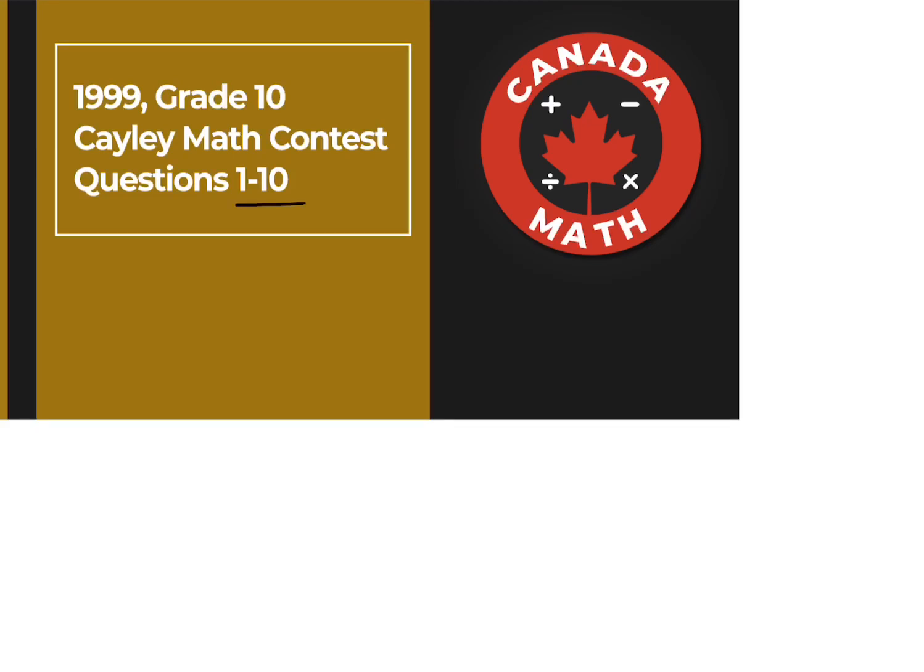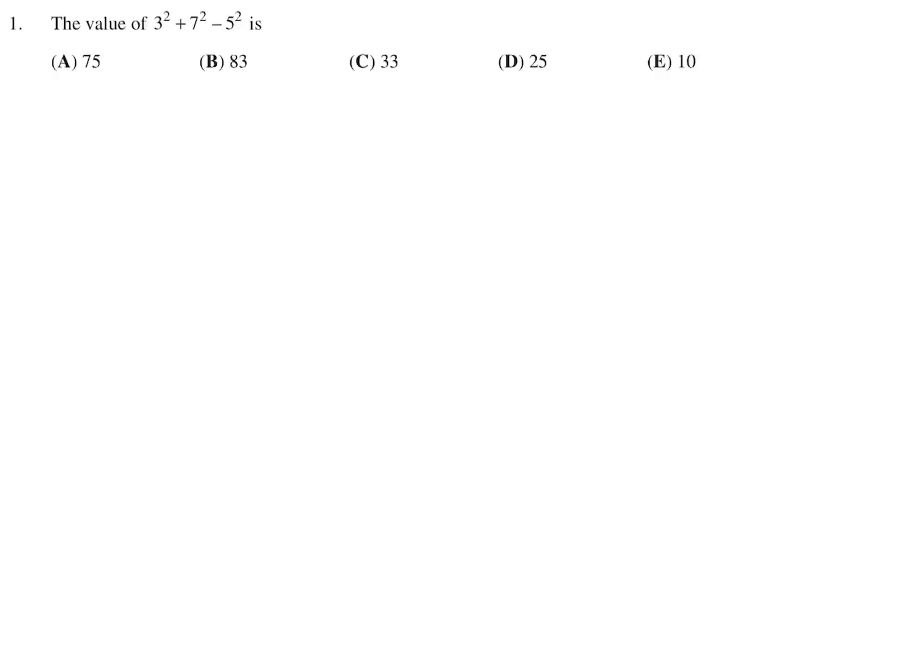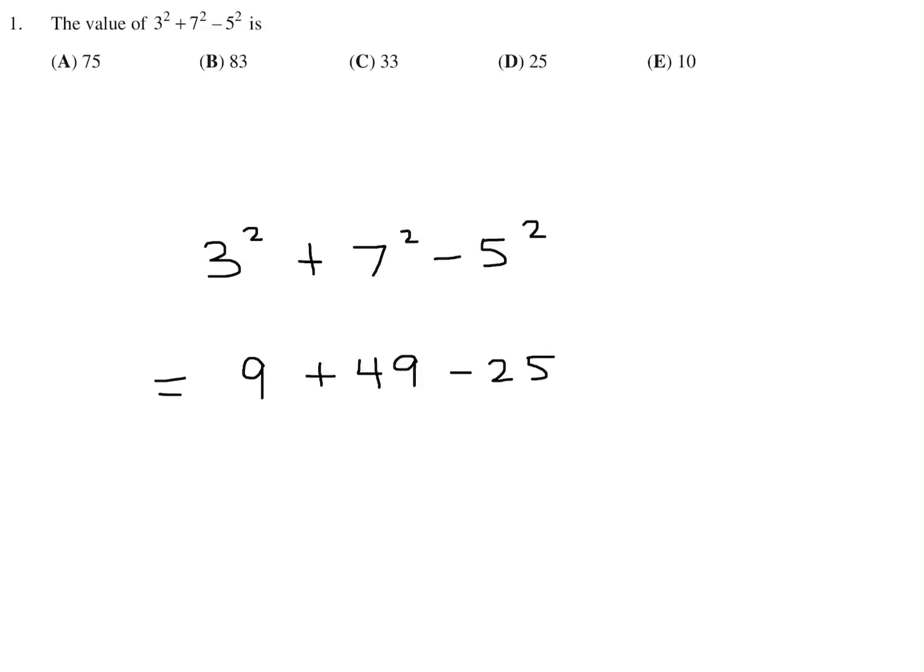Questions 1 through 10 of the 1999 Grade 10 Cayley Math Contest. The value of 3 squared plus 7 squared minus 5 squared is: 3 squared is 9, 7 squared is 49, and 5 squared is 25. So 9 plus 49 minus 25 is 33, and therefore the answer is C.